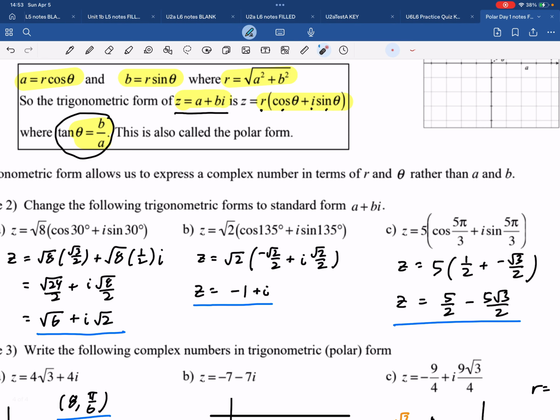I just realized now, I don't have my i component here, so I need to put an i in right there for the imaginary part. Sorry about that, guys.